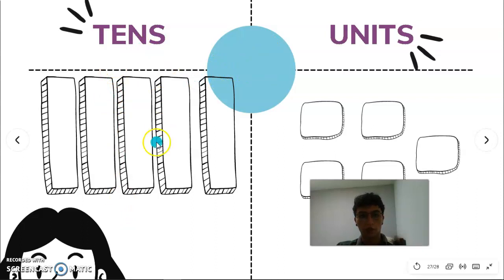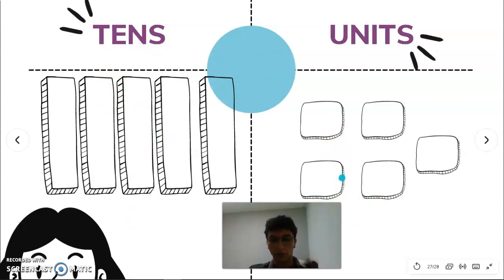Here we don't have the number, but we have the tens and units represented by rectangles, rectángulos, and squares, cuadrados. So what number should be here? ¿Qué número debería de ir acá in the blue circle? So we should count them. We have here 1, 2, 3, 4, 5 tens and units 1, 2, 3, 4, 5. The number should be 55.